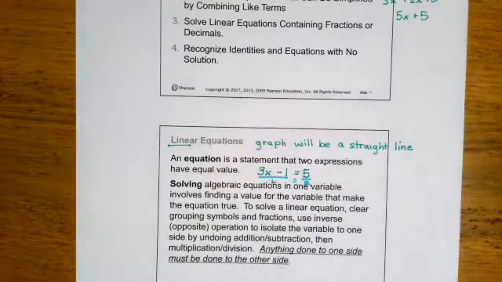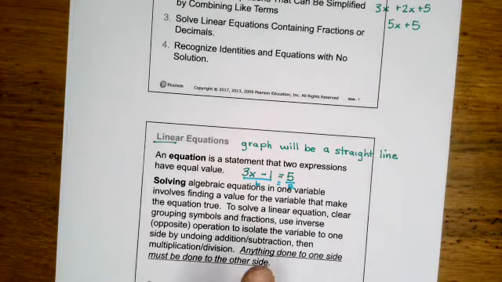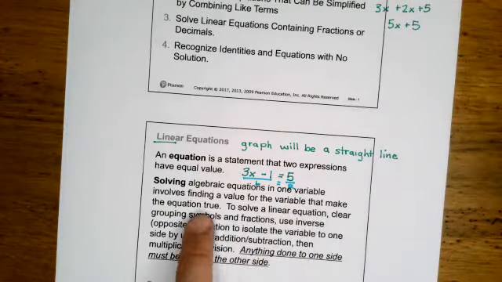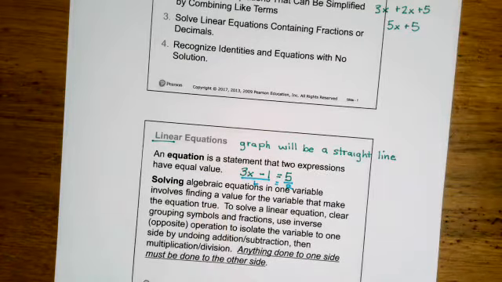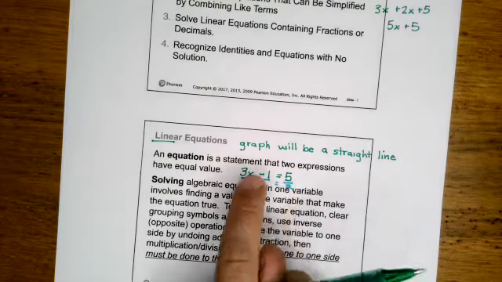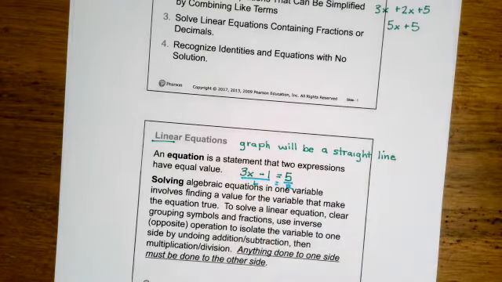So solving algebraic equations in one variable involves finding a value for the variable that makes the equation true. Clear grouping symbols and fractions. Use inverse operations to isolate the variable to one side by undoing addition or subtraction, and then by undoing multiplication or division, okay? Because the equal sign makes it true, whatever you do to one side, you have to do to the other side.